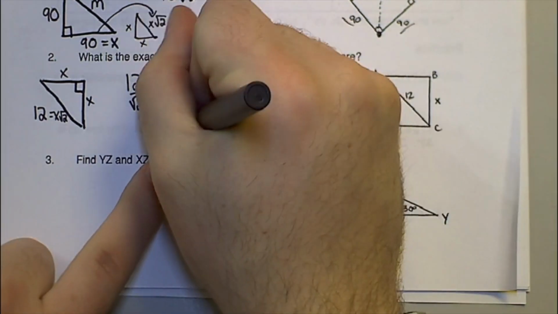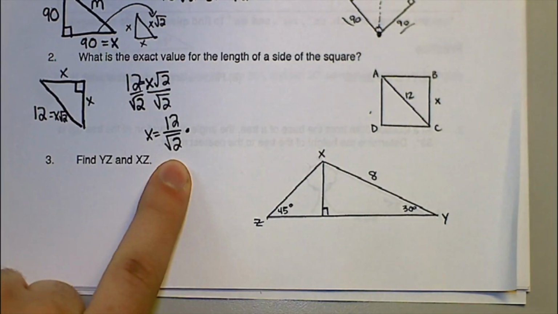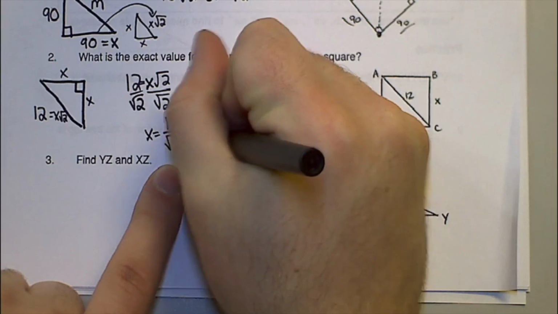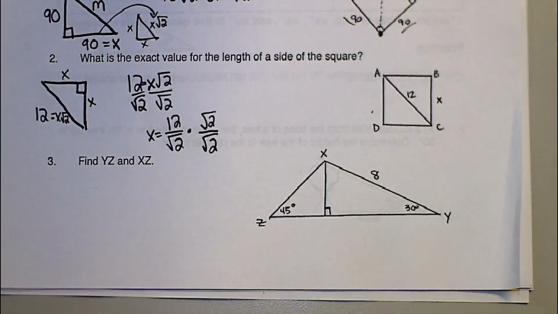And the piece I'm going to put on top and bottom is really whatever shows up in the bottom of the fraction. So in this case, I'm going to use a square root of 2. So I'm going to put a square root of 2 in top and bottom here. And what that does now is when I multiply these together, I'm multiplying straight across, it's going to cancel out the square roots in the bottom. So let's see what that does.